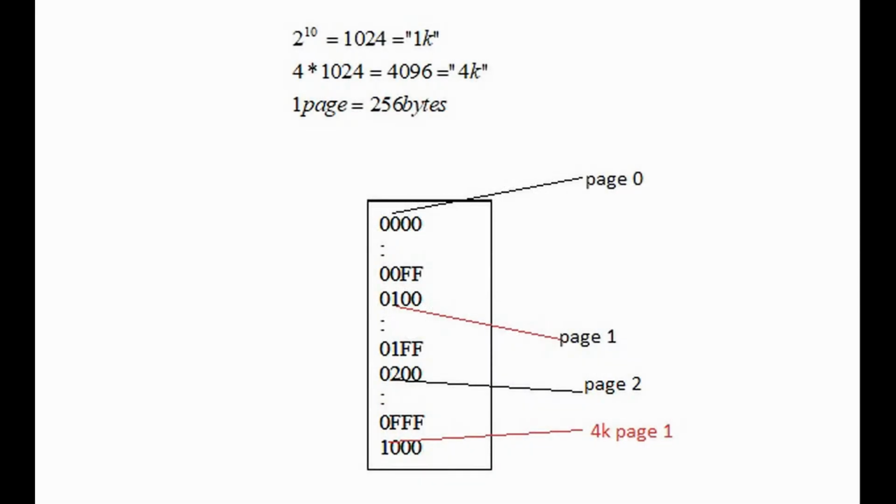When dealing with memory, we agree that 2 to the 10th power equals 1024, which we're going to call 1K, and that 4 times 1024 equals 4096, we're going to call that 4K. And finally, one page is equal to 256 bytes. So one page of memory is 256 bytes of memory. Could be RAM or EEPROM or something else.